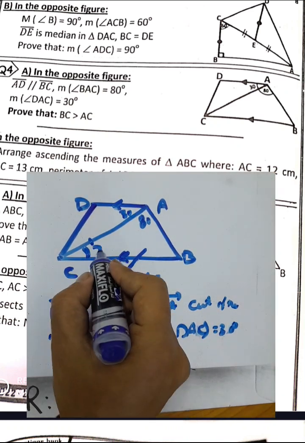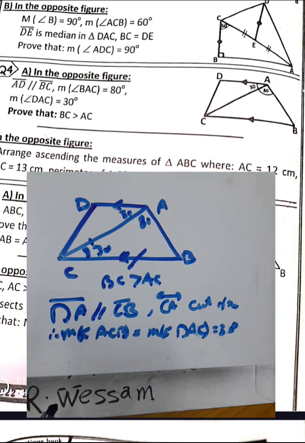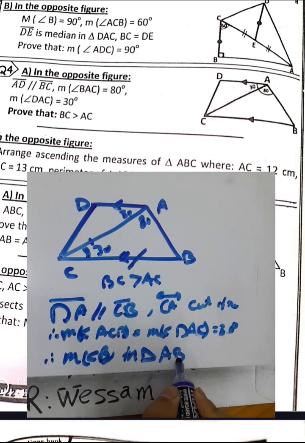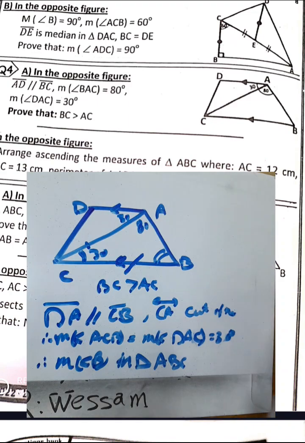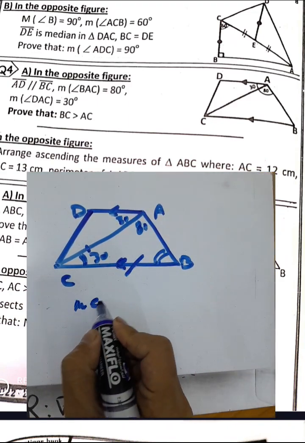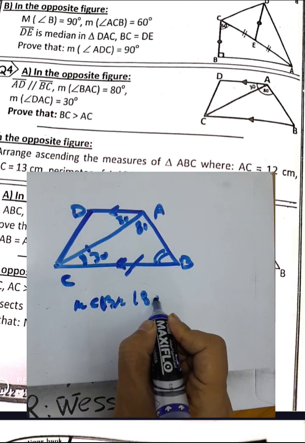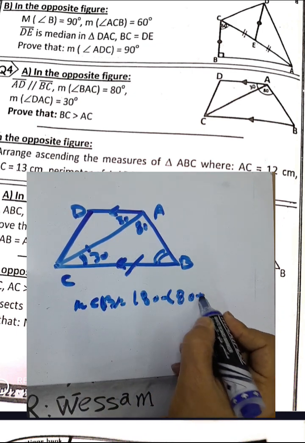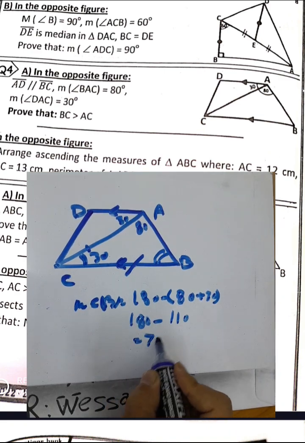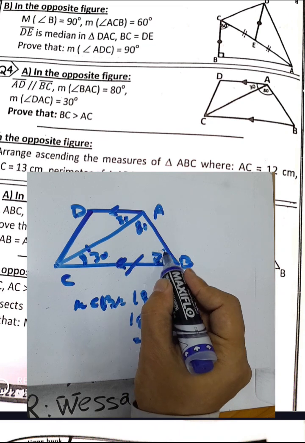This angle will be 30 degrees. Then you can find the measure of angle B in triangle APC. You can find this angle by taking the sum of 30 plus 80 and subtracting it from 180. The measure of angle B equals 180 minus (80 plus 30), which is 180 minus 110. The measure will be 70 degrees. This angle will be 70.